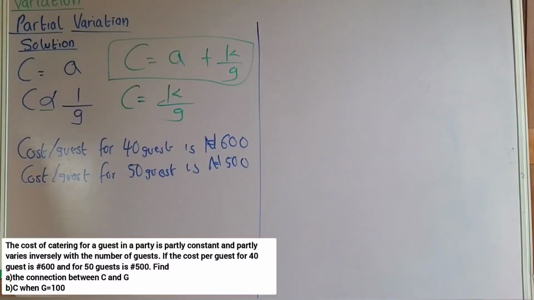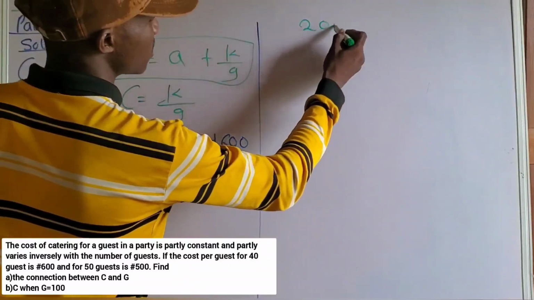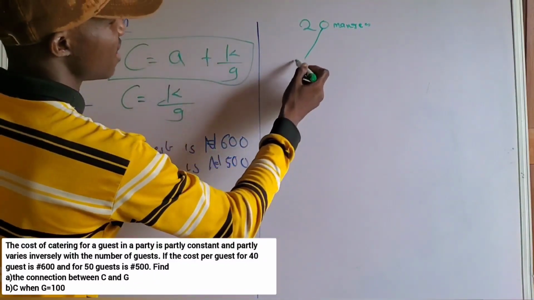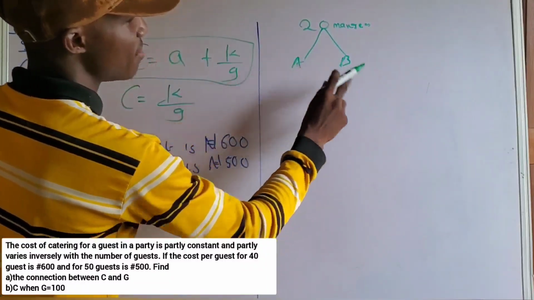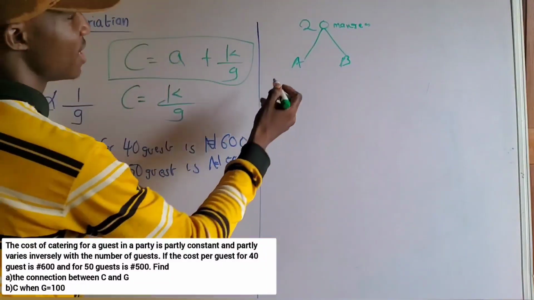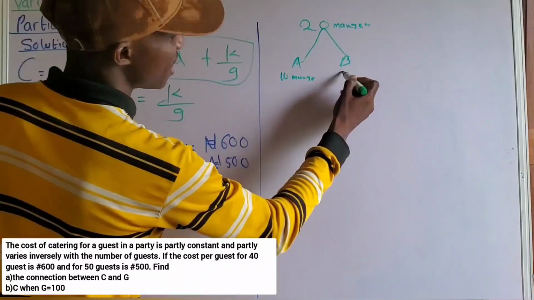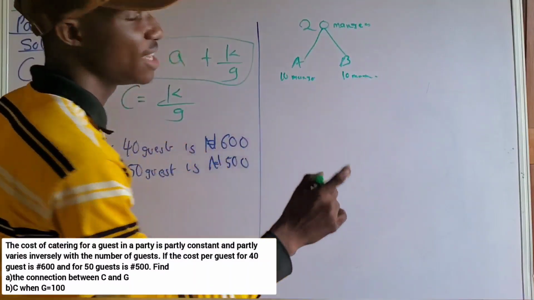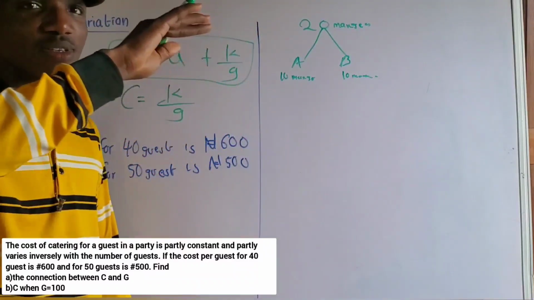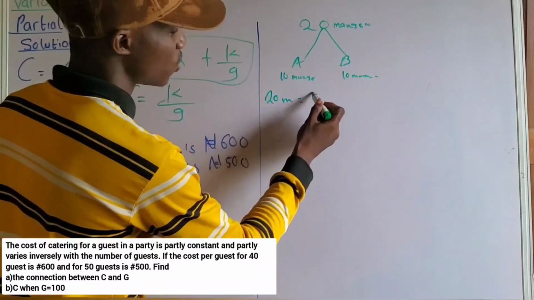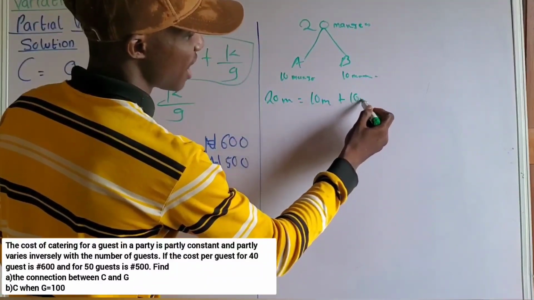Are you getting it? Let me use another example. Let's say you share 20 mangoes between two people, A and B. You gave A 10 mangoes. Then you gave B as well 10 mangoes. If you want to write a single expression for the total number of mangoes that you shared, you're going to have 20 mangoes equals 10 mangoes plus what? Plus 10 mangoes, right? That's the same thing.